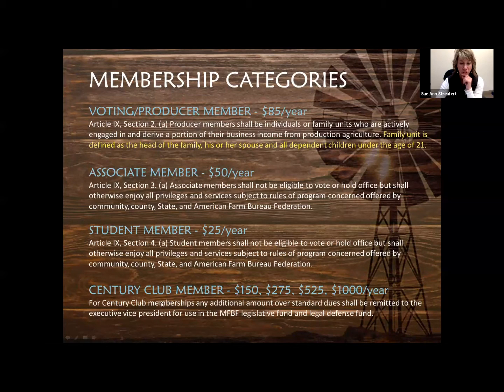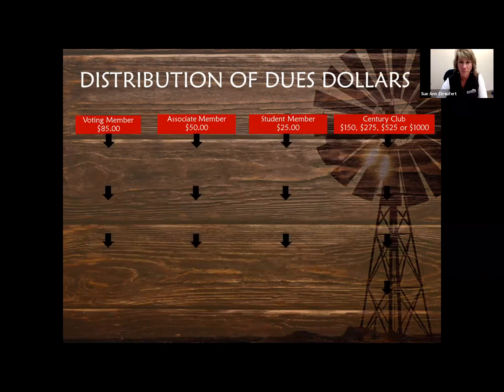Century Club members are people who choose to pay an additional amount above the standard dues, and their amount above the standard dues goes to legal and legislative efforts. So we will cover the breakdown of membership next.